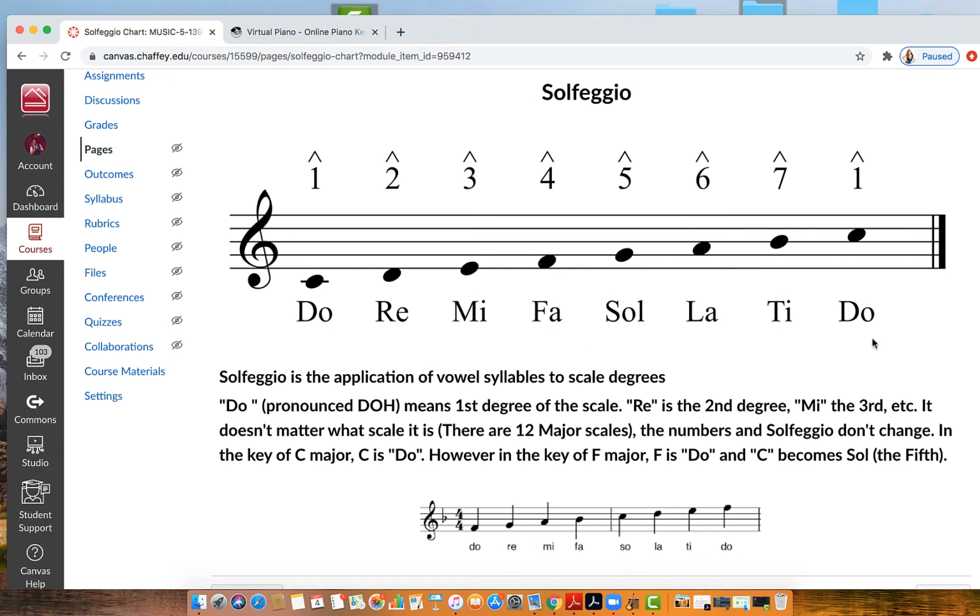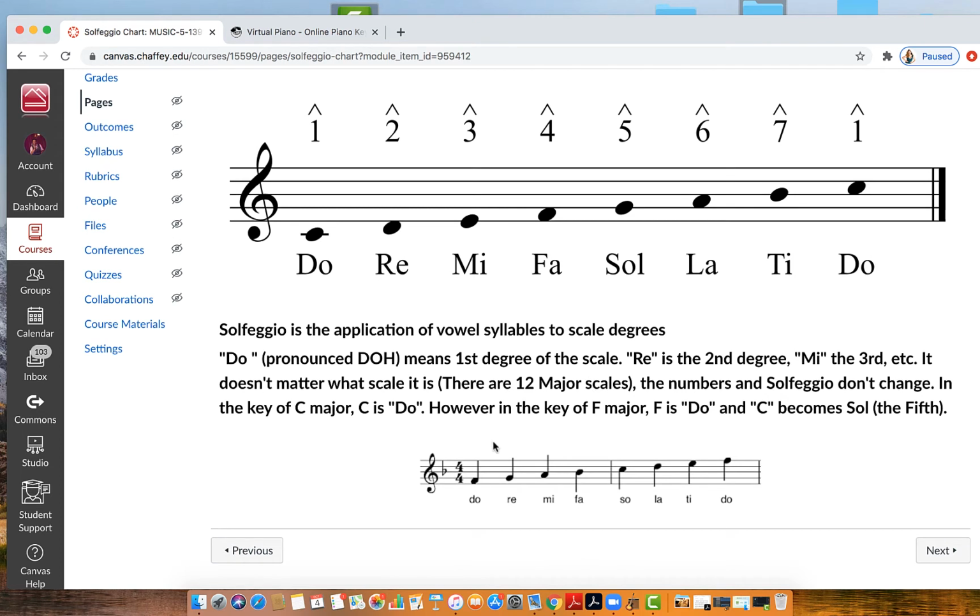So it's always do, re, mi, fa, sol, la, ti, do. So in our musical system, do always means the first degree of the scale, the main tone. Re always means the second degree of the scale. Mi, third degree, etc.